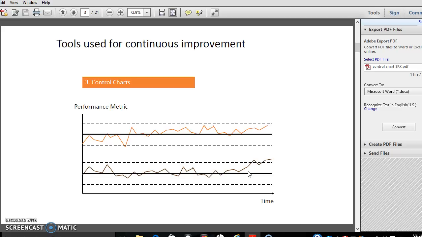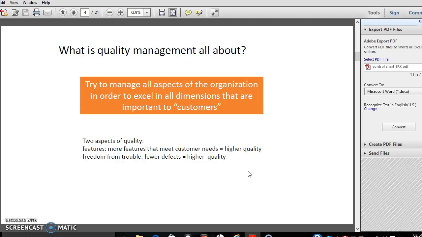Today we discuss the third control tool, that is the control chart. Now, what is the control chart? It is a performance matrix. Quality management is all about trying to manage all aspects of the organization in order to excel in all dimensions that are important to the customer.